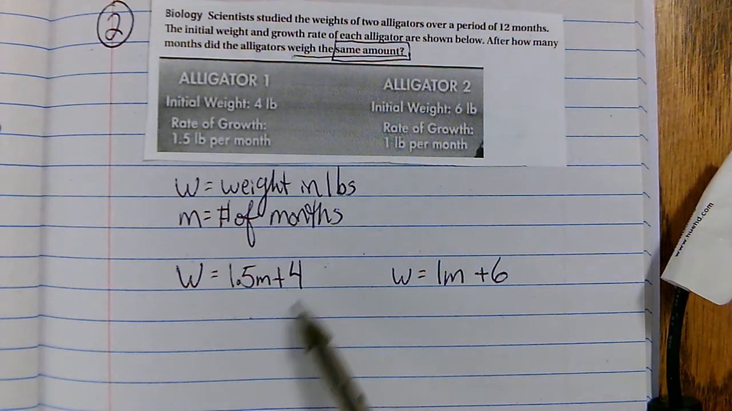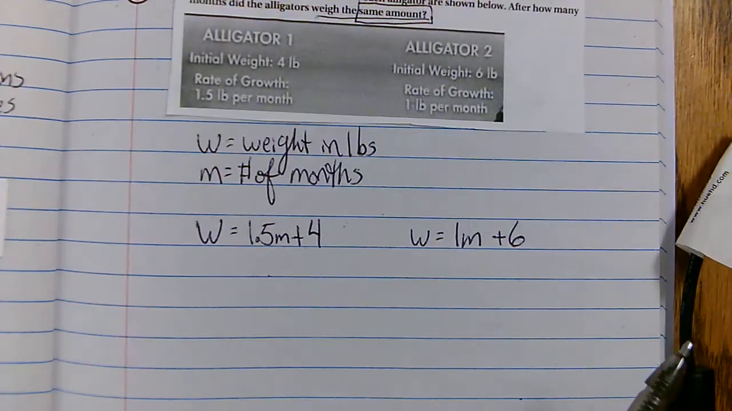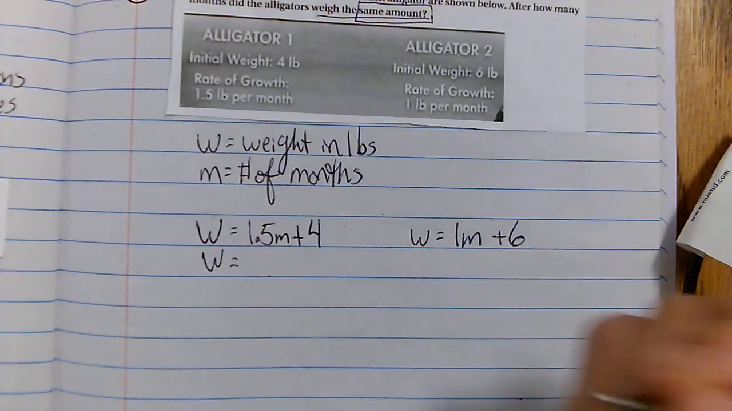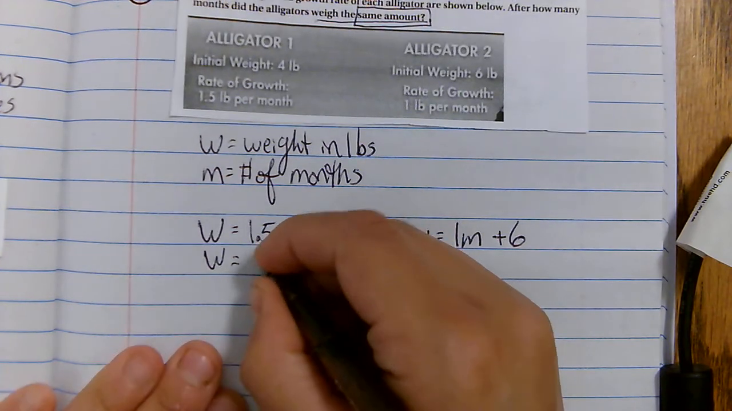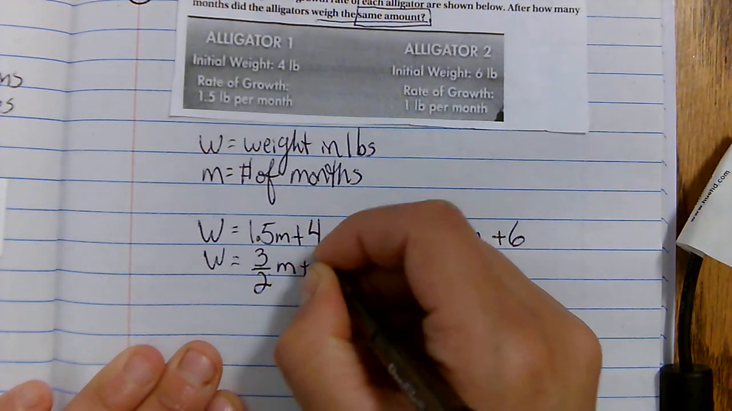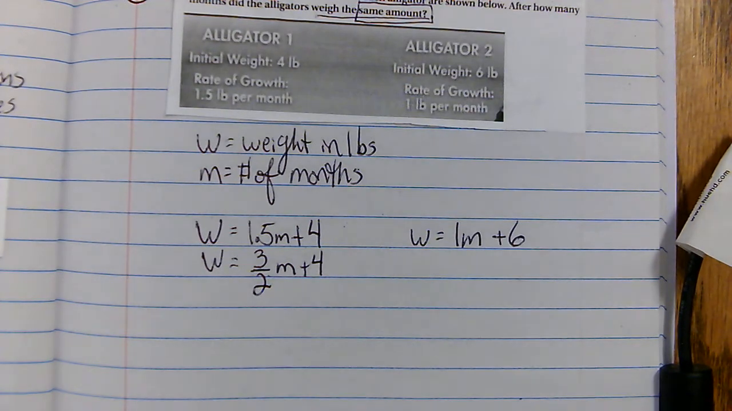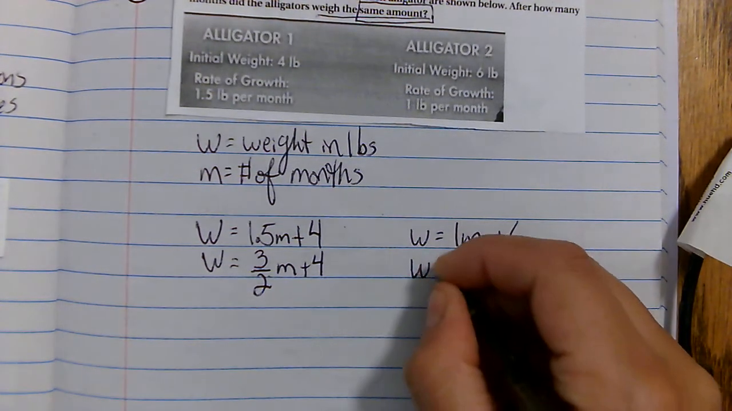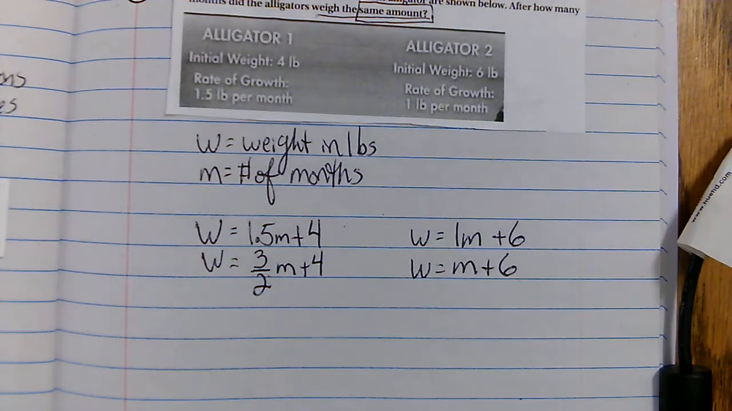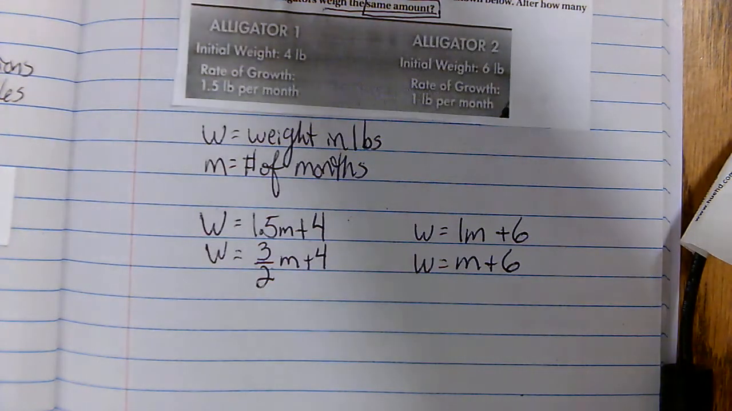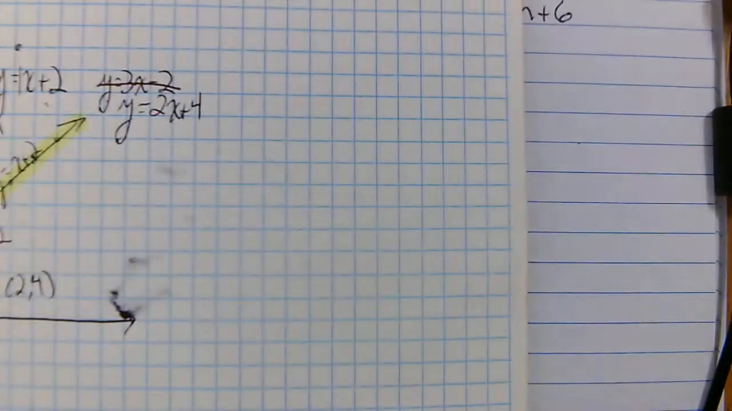Now I'm actually going to rewrite this because I am going to have to graph it. And when I graph, I prefer fractions. So instead of 1.5 m, I'm going to write it as 3/2 m plus 4. These represent the same number, it's just going to be a little bit easier to graph that. And I'm just going to rewrite this as m plus 6, because I know that 1m and m represent the same thing. So I'm going to go ahead back to my graph paper.